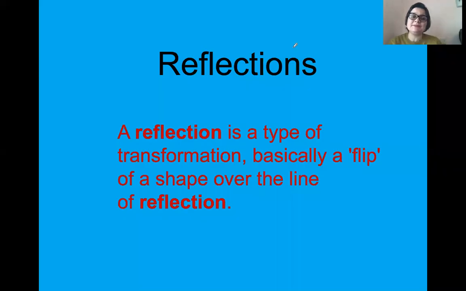Hello everyone. Today we are going to learn about reflections, and they are a different type of transformation. As it says in here, it's basically a flip of a shape over the line of reflection. Now we are going to have a look at some different examples of a reflected shape.